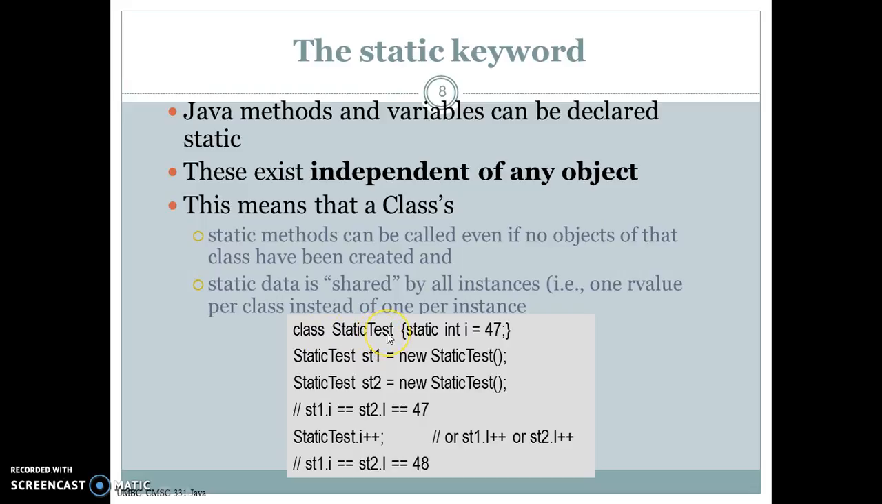Class StaticTest, open curly brace, static int i equals 47. StaticTest st1 equals new StaticTest. StaticTest st2 equals new StaticTest. st1.i equals st2.i equals 47. StaticTest.i plus plus, or st1.i plus plus, or st2.i plus plus. st1.i equals st2.i equals 48.